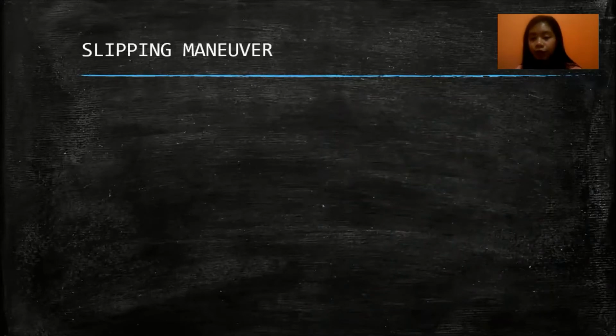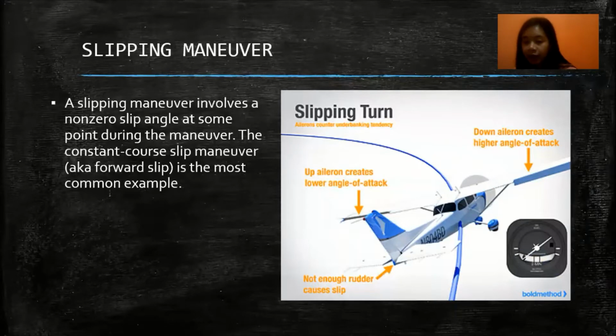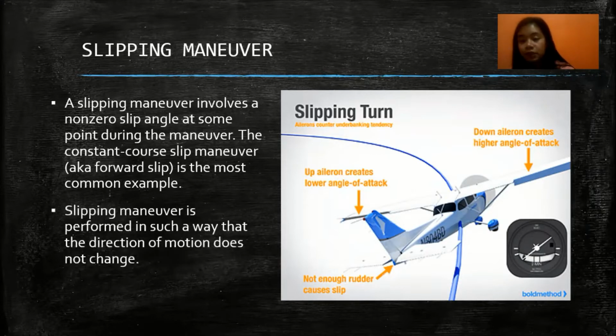Kapag naman sinabi natin na slipping maneuver, a slipping maneuver involves a non-zero slip angle at some point during the maneuver. So, the constant course slip maneuver, aka forward slip, is the most common example. So, slipping maneuver is performed in such a way that the direction of motion does not change. So, ang slipping maneuver naman, yun yung paggawa natin ng forward slip. So, ano nga ba yung forward slip?